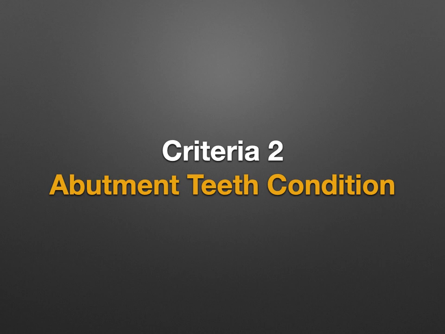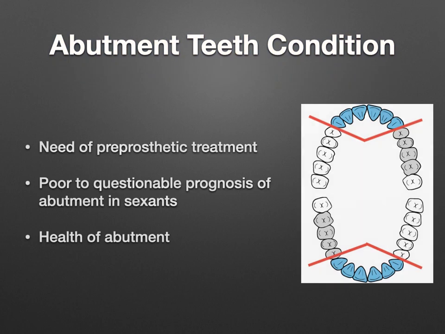Criteria 2 is about the abutment tooth condition. The abutment tooth condition focuses on whether this tooth needs any pre-prosthetic treatments, or how the prognosis of the abutment is. Is it poor or questionable? How is the health of the abutment? Also, we will talk about the abutment location.